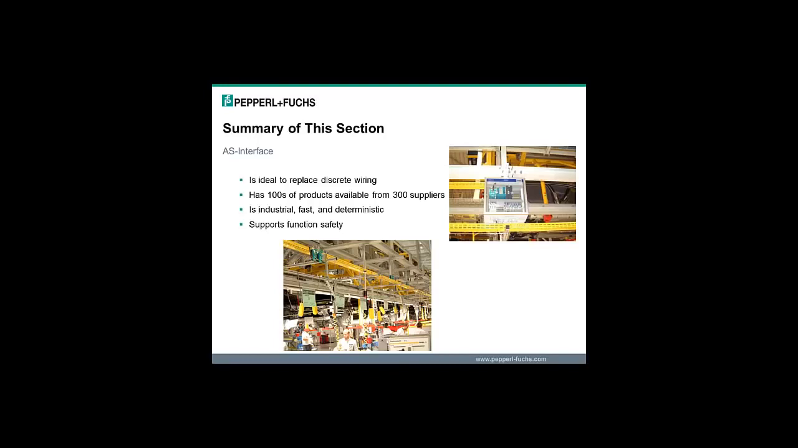Before we get to the next section, we should summarize the most important things we have learned about the AS Interface. AS Interface is designed to replace cumbersome and costly discrete wiring. AS Interface is an open technology, and hundreds of products are available from roughly 300 suppliers. AS Interface is an industrial, fast, and deterministic solution. AS Interface allows any industrial safety application to be solved.